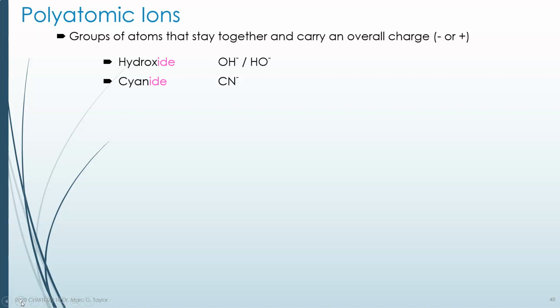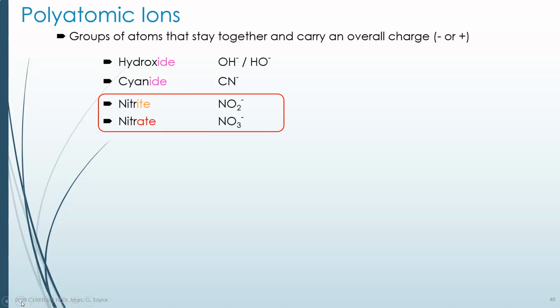All the others will end in "ite," I-T-E, or "ate," A-T-E. So we have nitrite and nitrate. And whenever you see these pairs of "ite" and "ate," the "ite" will always have fewer oxygens and the "ate" will always have more. It does not tell you how many of each. It just tells you one is less and one is more in terms of the number of oxygens. So nitrite and nitrate are also all -1. So far I've only shown you -1 charged polyatomic anions.